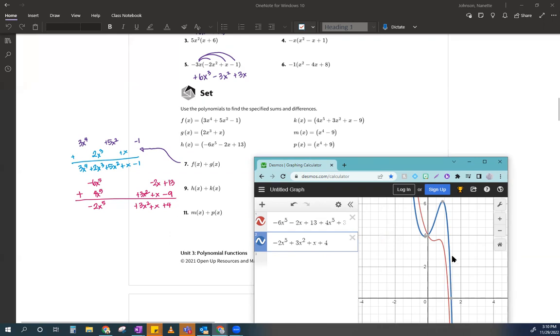They're not the same. What did I do wrong? Did I plug it in wrong? Negative 6x to the 5th minus 2x plus 13 plus 4x squared. Did I mess up, you guys? Did I mess up? It's negative x. Wait, what did I do wrong?